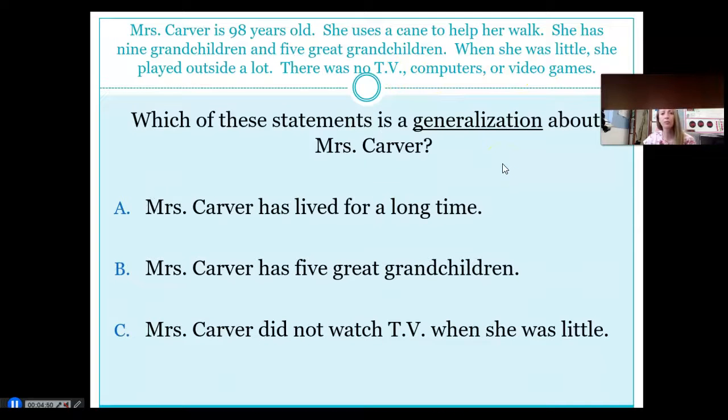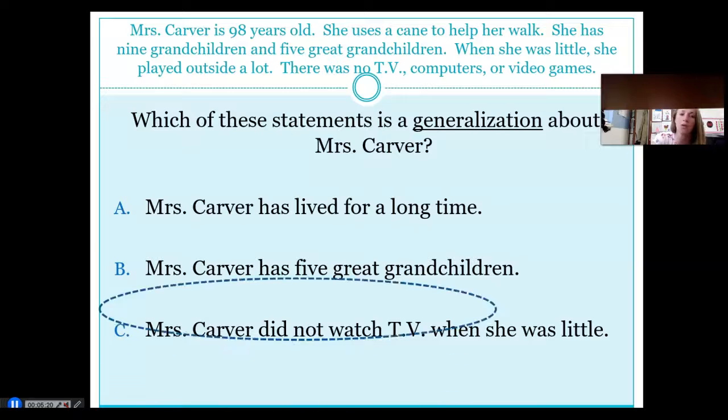All right. Which of these statements is a generalization about Mrs. Carver? So what is this whole story about? Mrs. Carver has lived for a long time. Mrs. Carver has 5 great-grandchildren. Mrs. Carver did not watch TV when she was little. Which one of those is a generalization? What is that story mostly about?